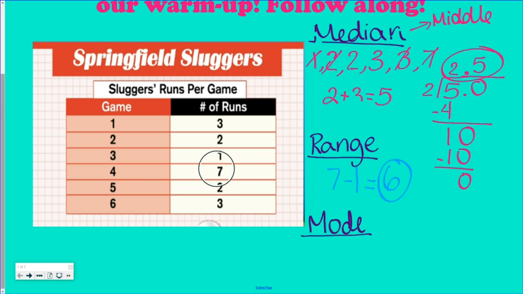And then lastly, we have mode. Remember, mode is the number that occurs the most. It's the one we see the most. So for this data set, I know I have 2 values that are 2, but I also have 2 values that are 3. So for this scenario, I have 2 modes. My modes are 2 and 3. So that's your warm-up. Check and see how you did. And then we're going to move on to practice.